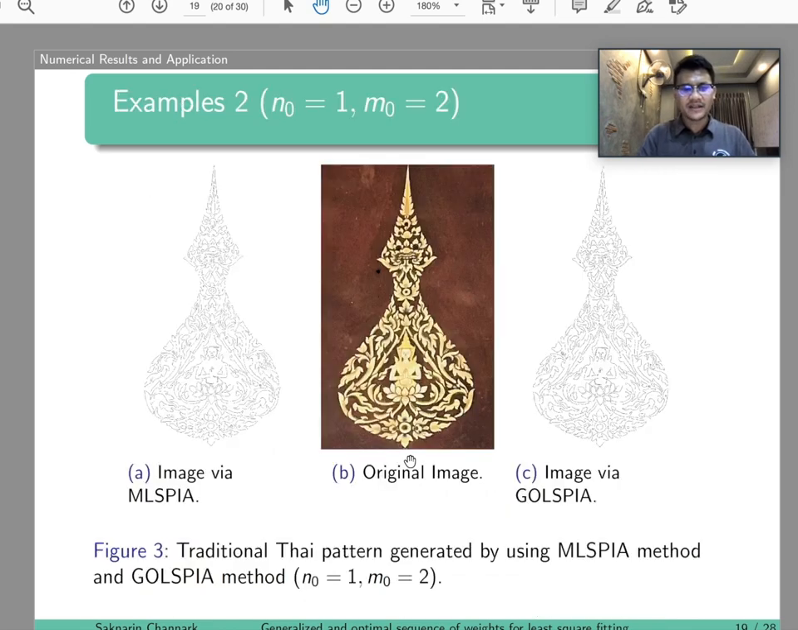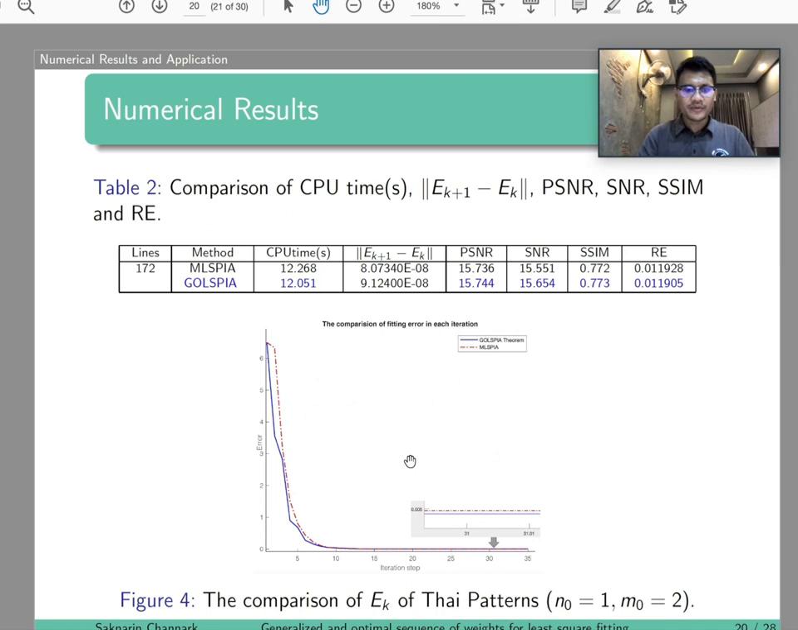So we can apply it in the second example, which is a function mapping from R1 to R2, but the number of lines in this figure, the type pattern, is large. When we apply it in this work, we have to do fitting like handwriting. And for the numerical results in Table 2, we compare the CPU times, the difference of the error, and the quality of the image: PSNR, SNR, SSIM, and RE.